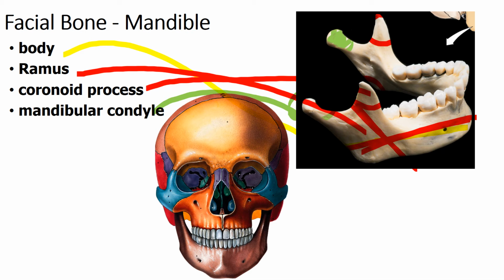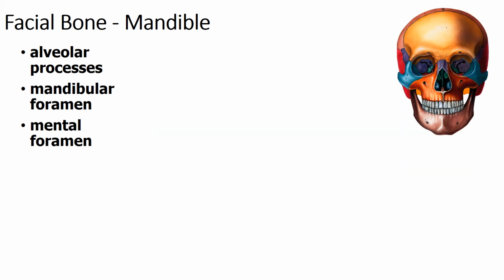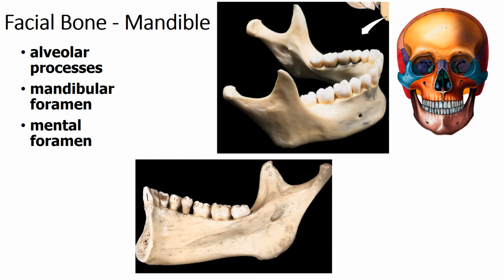So the coronoid process, again, which was anterior, is an attachment site for muscles for chewing, for mastication, whereas the mandibular condyle is going to articulate with the temporal bone, helping to make that TMJ, temporomandibular joint. Just like with the maxilla, the mandible also has these alveolar processes, which are for housing our teeth. Then we have two different foramen, which again, foramen means a hole. First, we have a mandibular foramen. So this will be found on the inside of our mandible.